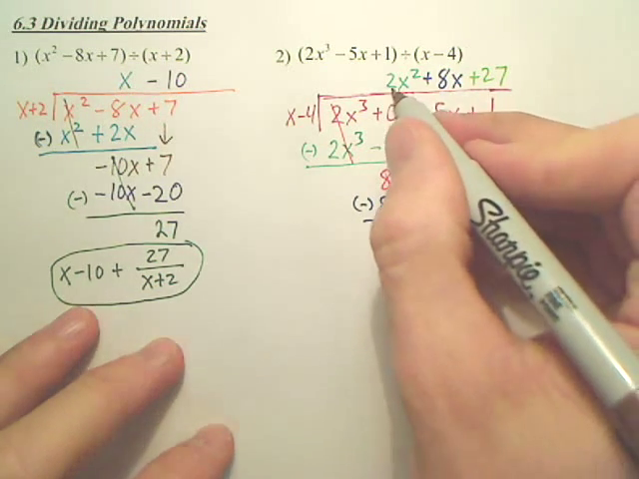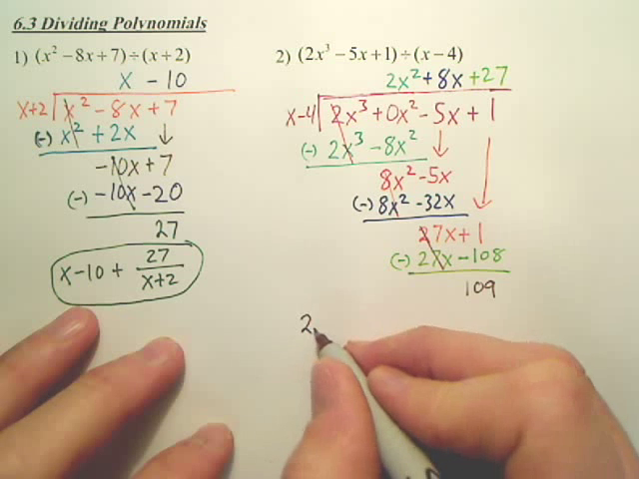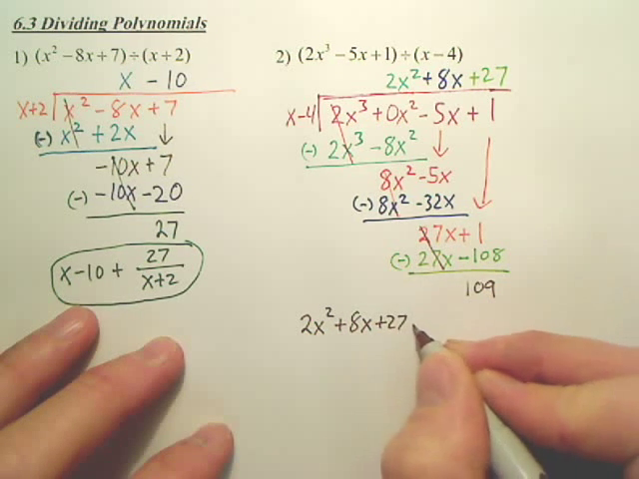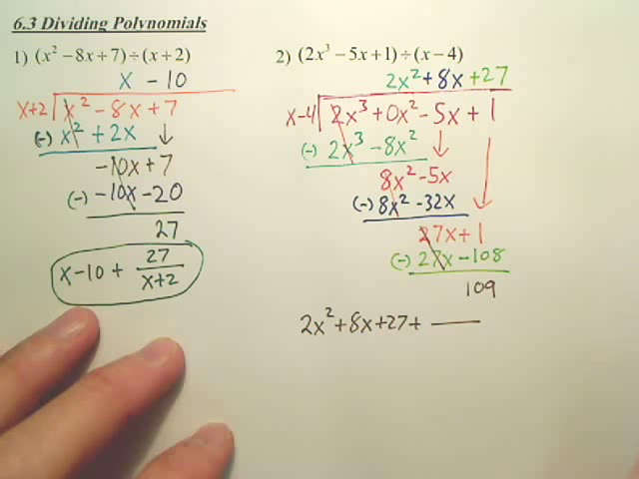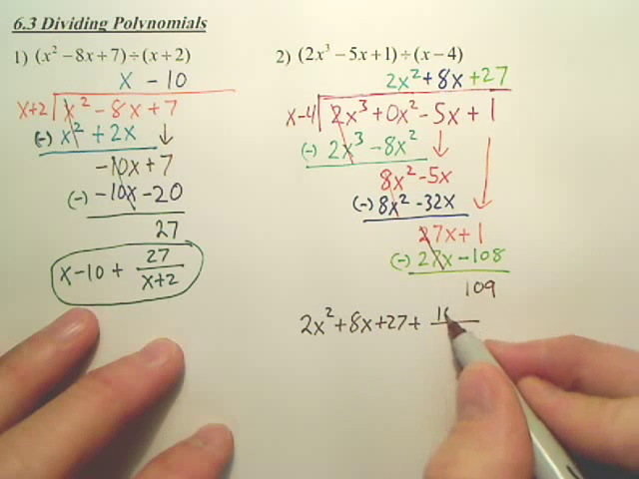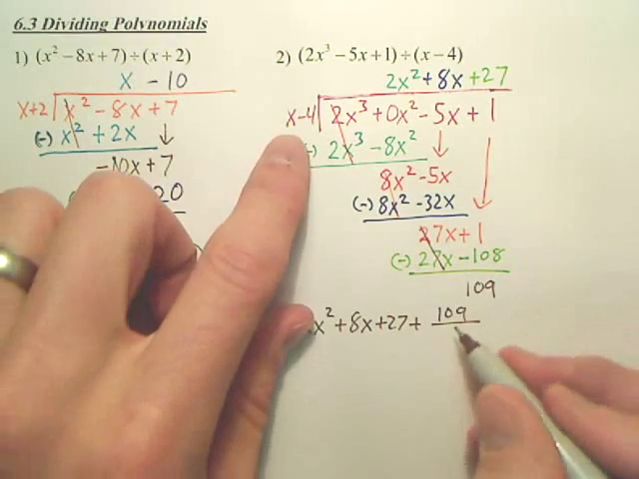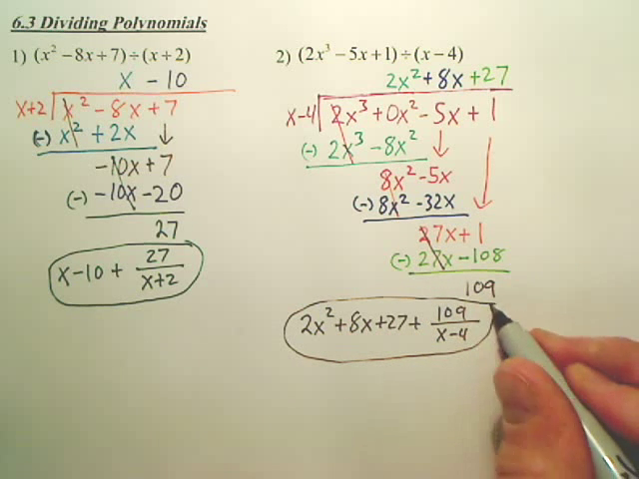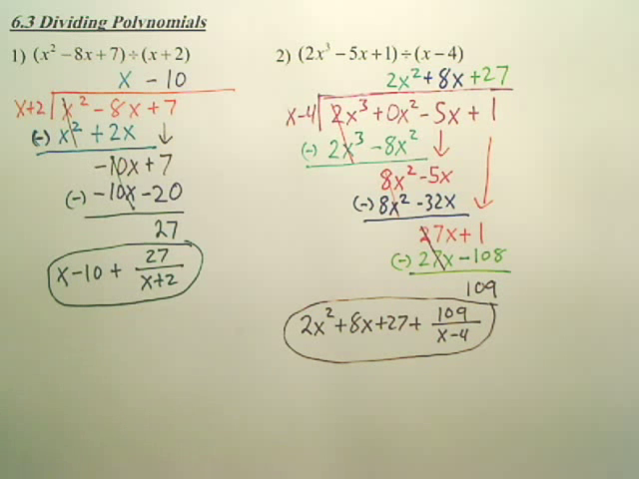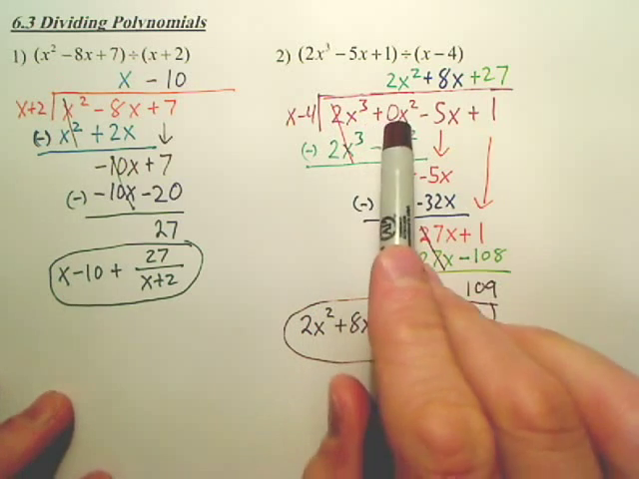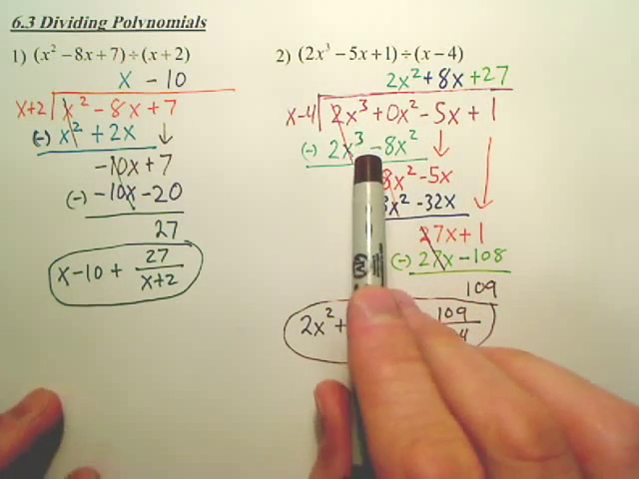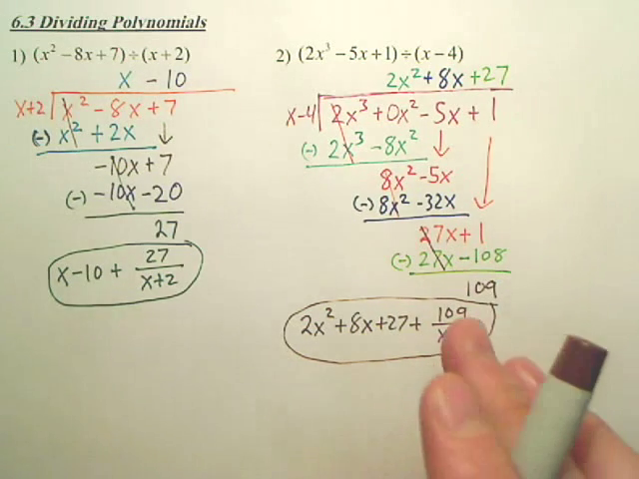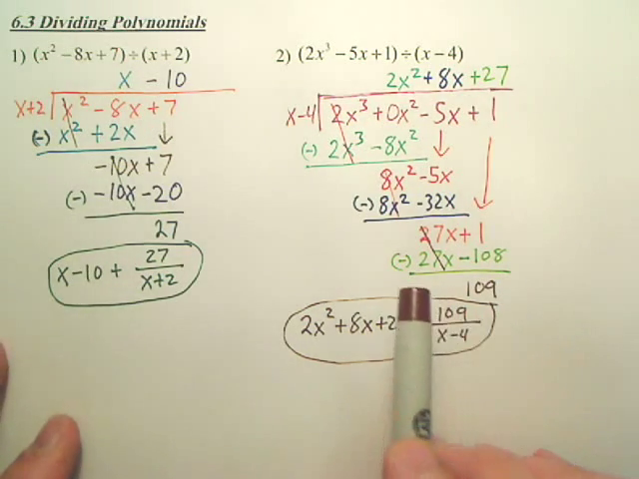So my answer is all of this, 2x squared plus 8x plus 27 plus, what's my remainder? 109, and what's my divisor? X minus 4. Okay. It's very similar to regular division. It's just each spot now, instead of just numbers sitting there, they're separated by x squareds, x cubes, and stuff like that. But otherwise it's very similar to regular division.